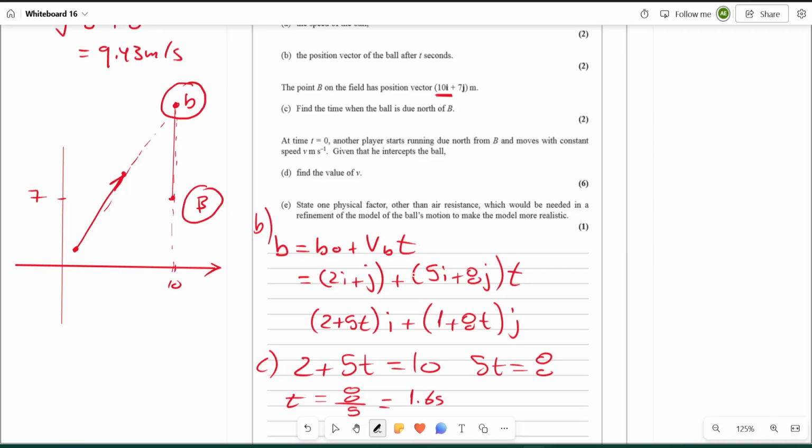So after 1.6 seconds, the ball is going to be exactly due north of B because they will both have the same i vector. It could be due south as well, right? How do you make sure?